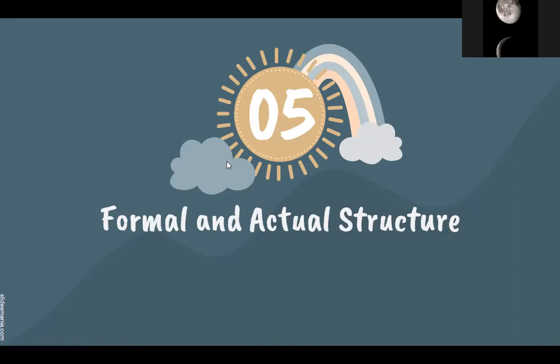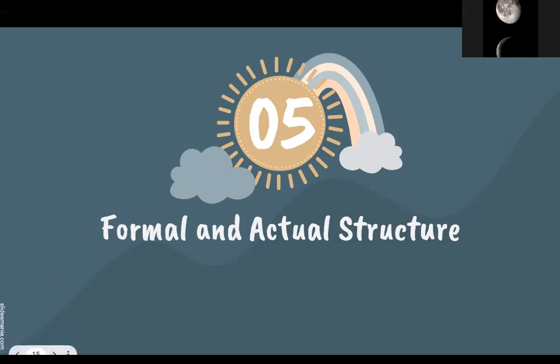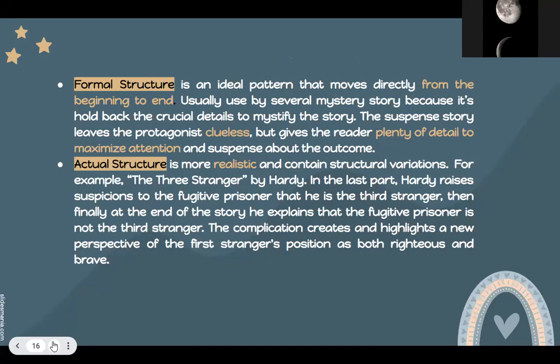So the fifth topic is formal and actual structure. A formal structure is an ideal pattern that moves directly from the beginning to end, usually used by several mystery stories because it holds back the crucial details to mystify the story. The suspense story leaves the protagonist clueless, but gives the reader plenty of details to maximize attention and suspense about the outcome. Actual structure is more realistic and contains structural variation.